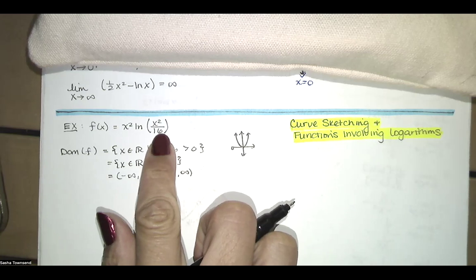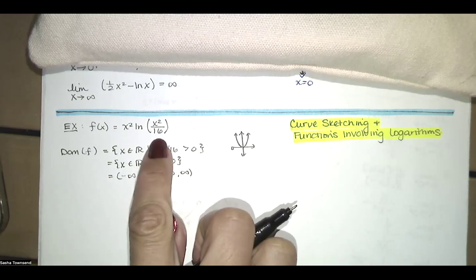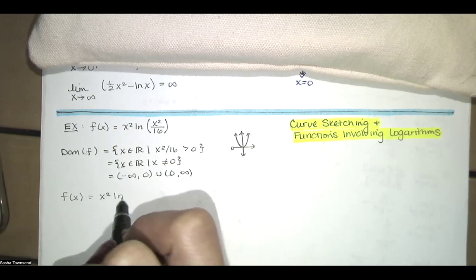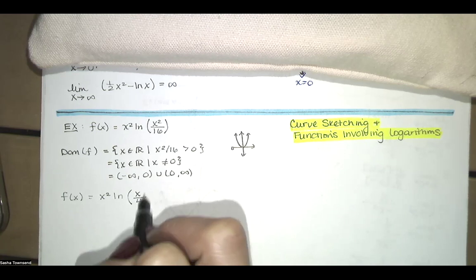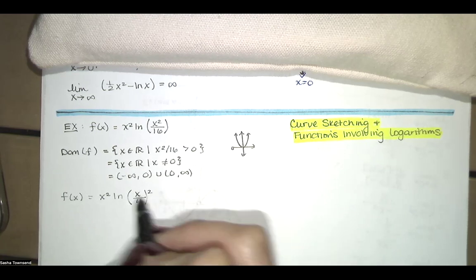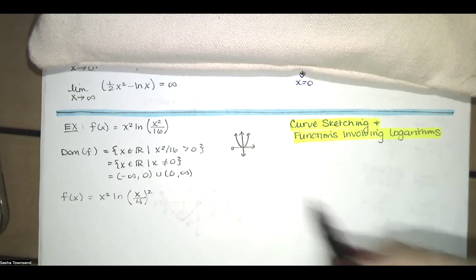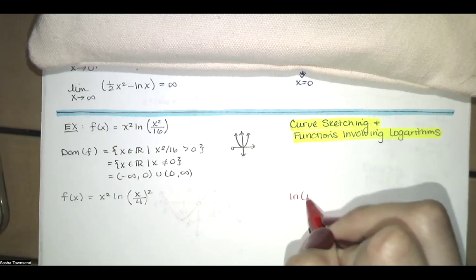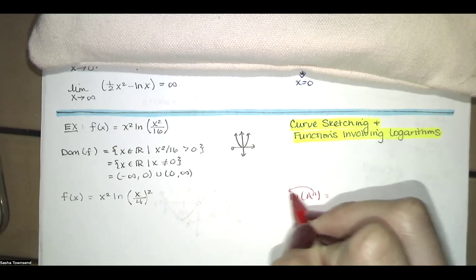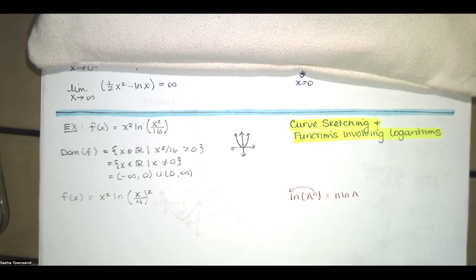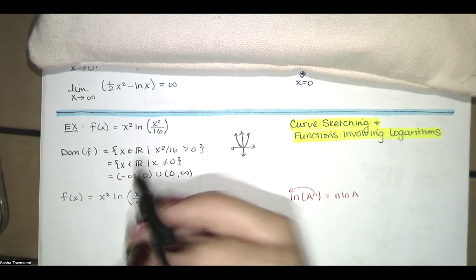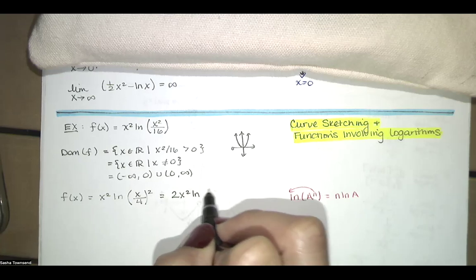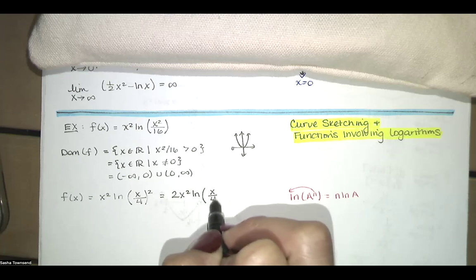Now we could rewrite this if we wanted to. When I see that x squared divided by 16, the first thing that comes to mind is that that is actually natural log of the quantity x over 4, squared. With that in mind, I can use this log property that the log of a to the n is n times log of a. So I can bring that 2 out front. We have 2 times the natural log of x divided by 4.